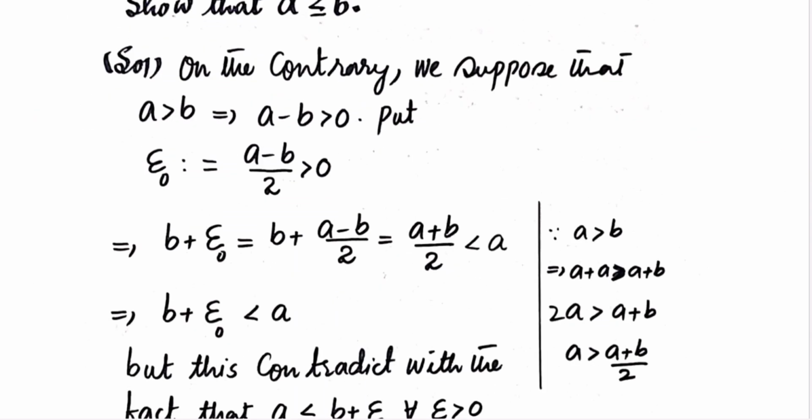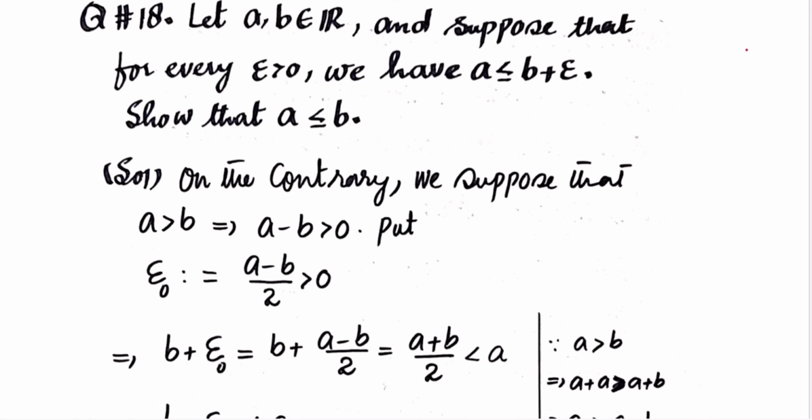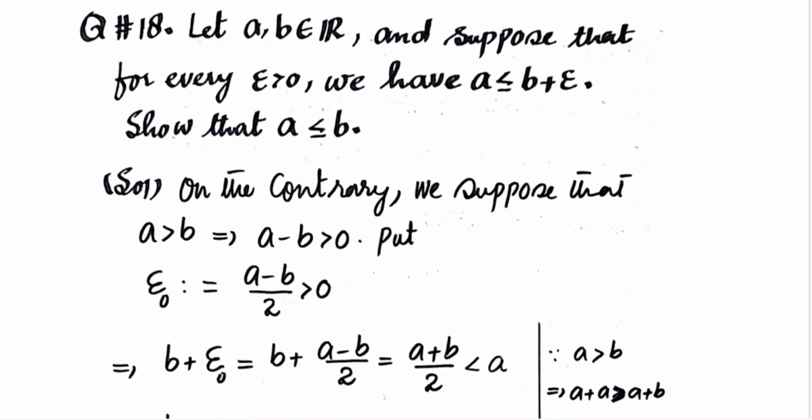In question number 16, this is also a very interesting question, and actually this is related to question number 17. We have a and b, two real numbers, and we suppose that for every positive real number epsilon, this inequality holds, that is, a is less than or equal to b plus epsilon. We have to show that a is less than or equal to b. On the contrary, we suppose that a is not less than or equal to b, so a is greater than b.